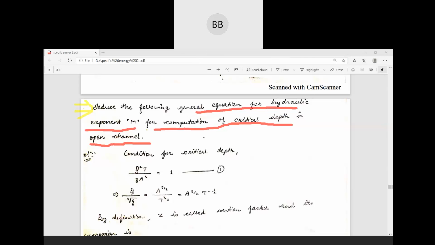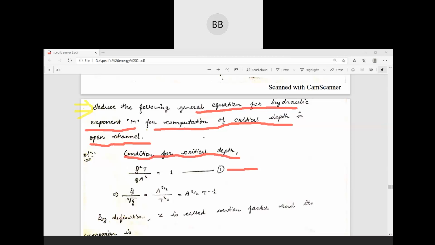So then I think this equation we have already derived, that condition for critical depth Q square T by G A cube is equal to 1. So you put equation number 1. Okay, this equation we have already derived.